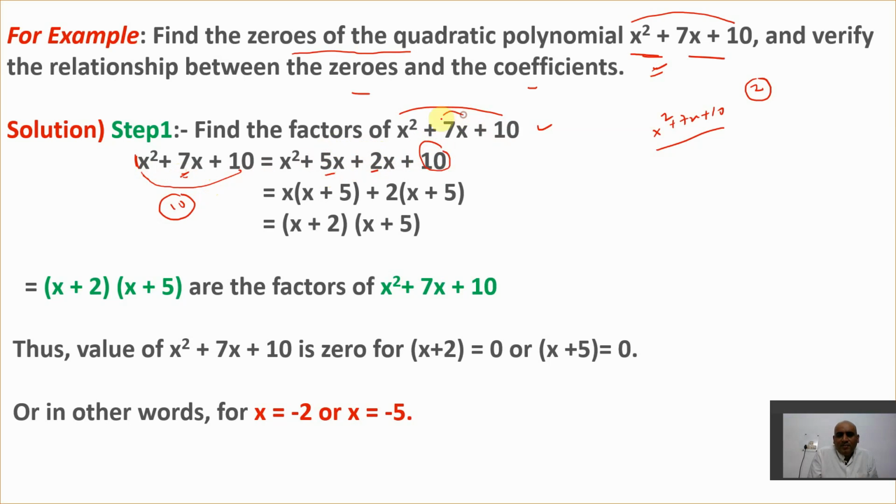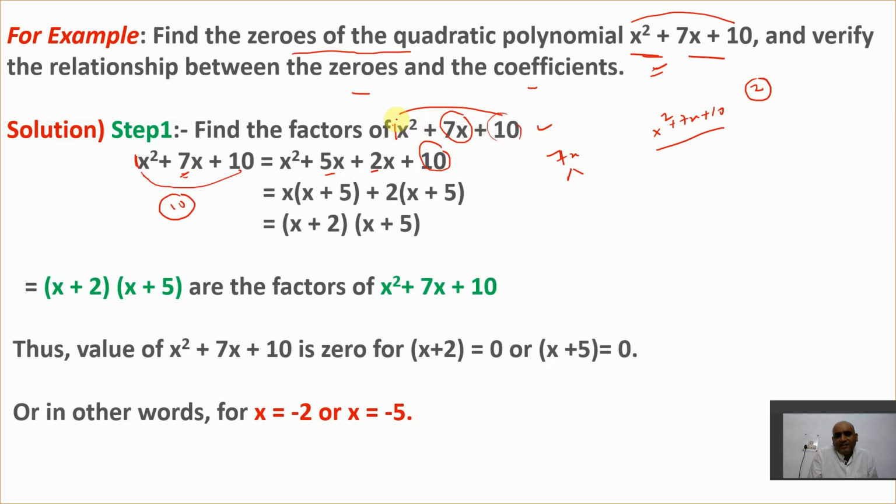First of all, I have to see the middle term. How do you find the factors? You first see the middle term. The middle term here is 7x. We need to split this middle term. How would I know how to split it? I have to split as per one condition, which must be satisfied: the product of the coefficient of x square and the last constant.